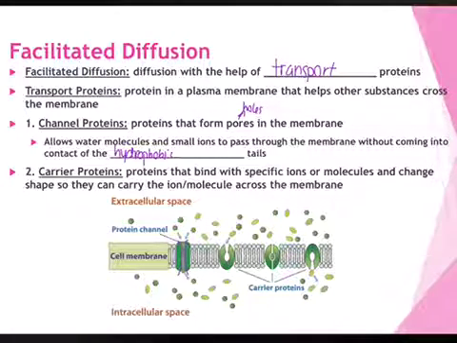Carrier proteins are proteins that bind with specific ions or molecules, and they'll change shape in order to carry that ion or molecule across the membrane. So this is kind of like a three-step process. The molecule or ion will enter in, and then the carrier protein will change shape, and then it will open on the inside of the cell or outside and release the molecule into or out of the cell.